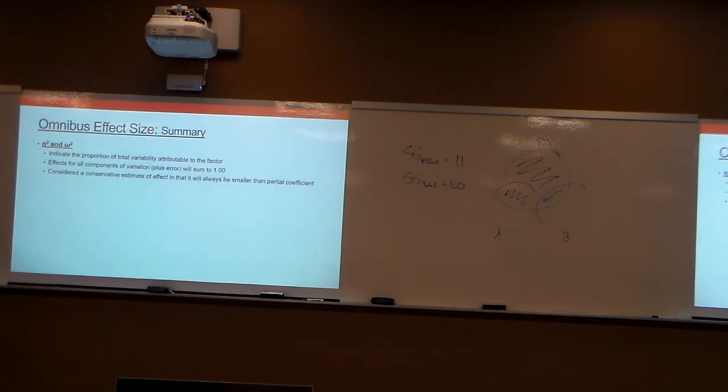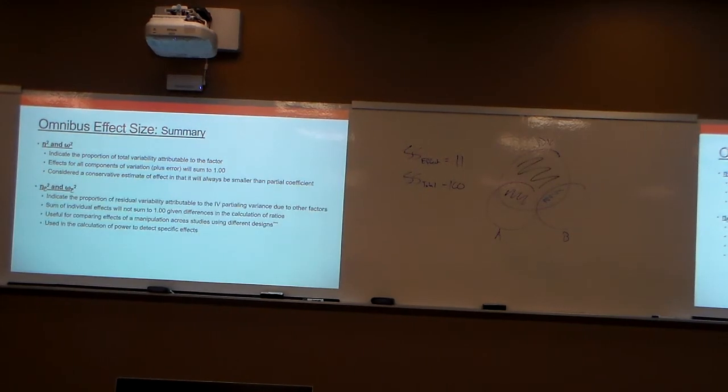So again, just to pull things together: eta squared and omega squared indicate the proportion of total variability attributable to a factor. It accounts for all components of variation, and it's going to sum to 1. It's all of this stuff here if we're talking about eta squared, omega squared. For our factorial designs, it's going to be considered a conservative estimate, and it's always going to be smaller than the partial coefficient.